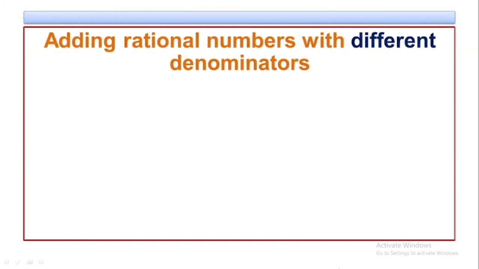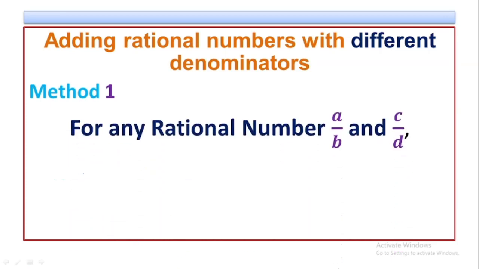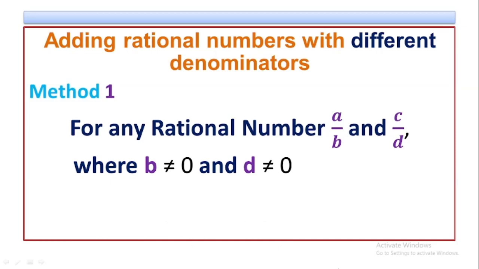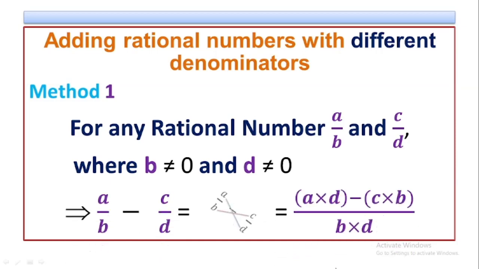Subtracting rational numbers with different denominators. Method 1: for any rational numbers a over b and c over d where b and d are different from 0, we can solve the difference by using this way.